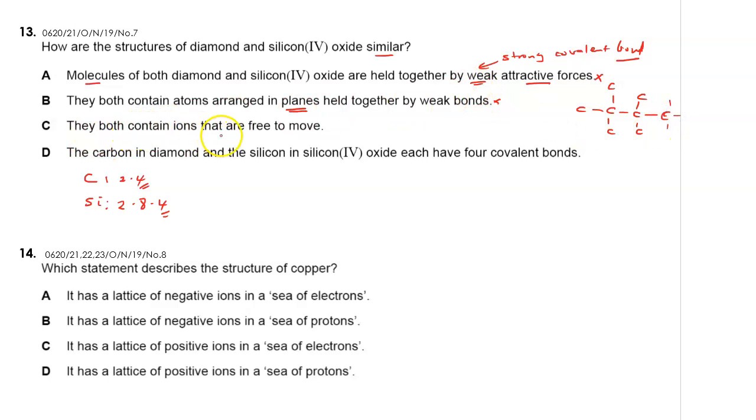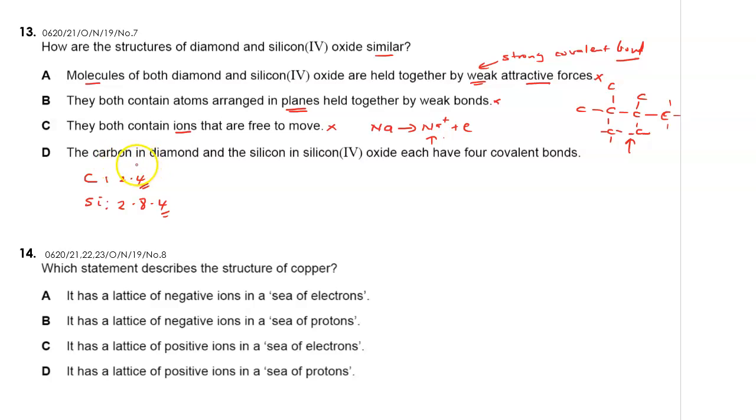They both contain ions that are free to move. No. An ion is an atom that has lost an electron. For example, if a sodium atom loses an electron, it will become an ion, right? This is an ion, and in the structure of diamond, there is no ion. All are atoms. They are not losing electrons. They are sharing electrons with the other atoms of carbon, right? So that is not correct.